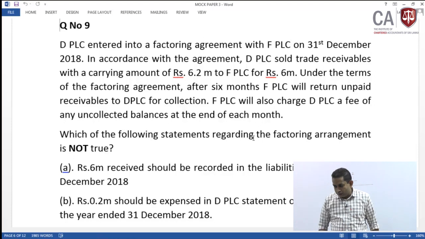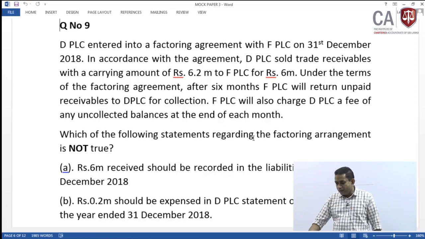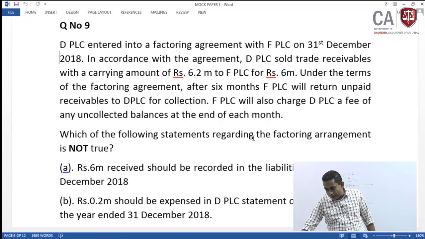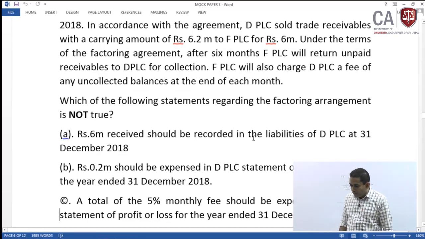There has to be a small correction to the question. FPLC will also charge DPLC a fee of 5% on any uncollected balance at the end of each month. Please do the correction. And then even the third one is a correct statement. So the false statement has to be B.